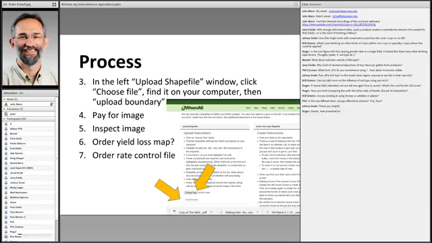Are you looking at using drones or satellites or planes as an alternative delivery to get your imagery?